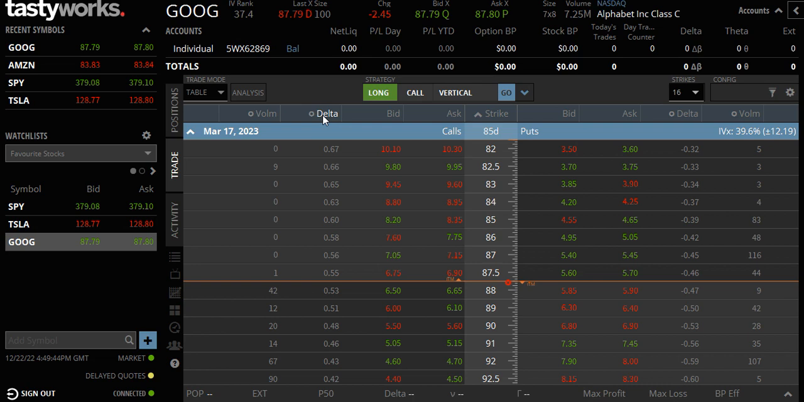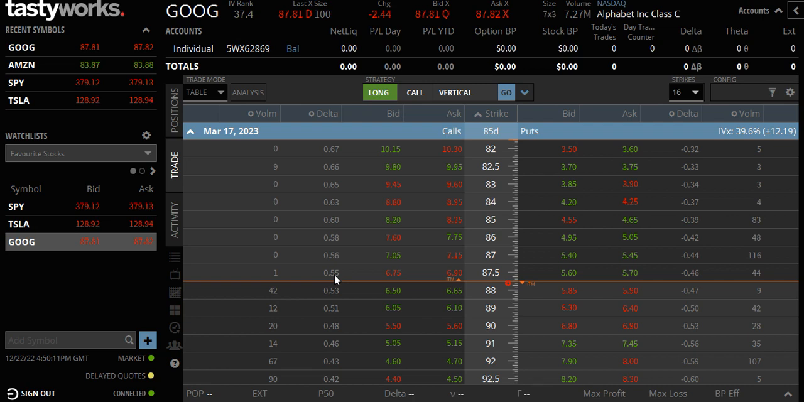This is something called the Greeks. There's a couple of Greeks. The delta is the most important one. The delta really tells you an options contract's chance of success. So basically what this number means, 0.55, is that for every dollar the stock price increases, the value, the premium of this options contract, is going to be rising by 55 cents.